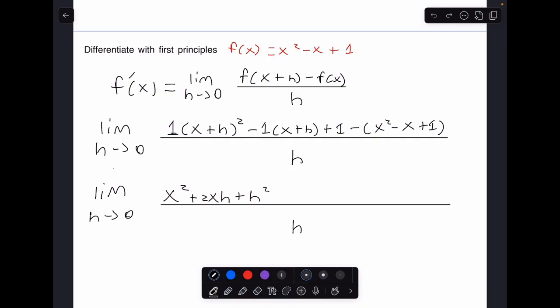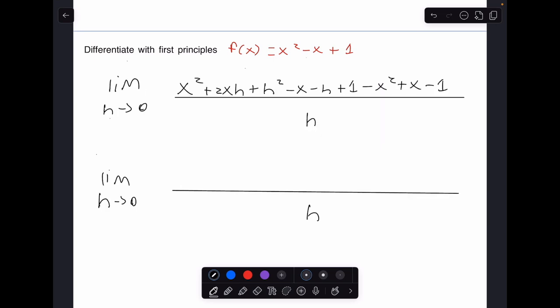Next, we're just going to distribute the negative into the bracket here. So negative x minus h, then plus 1. Then we're going to distribute this negative into the last bracket. So basically just reverse all the terms. So negative x squared now, and there's a positive x, and then a negative 1.